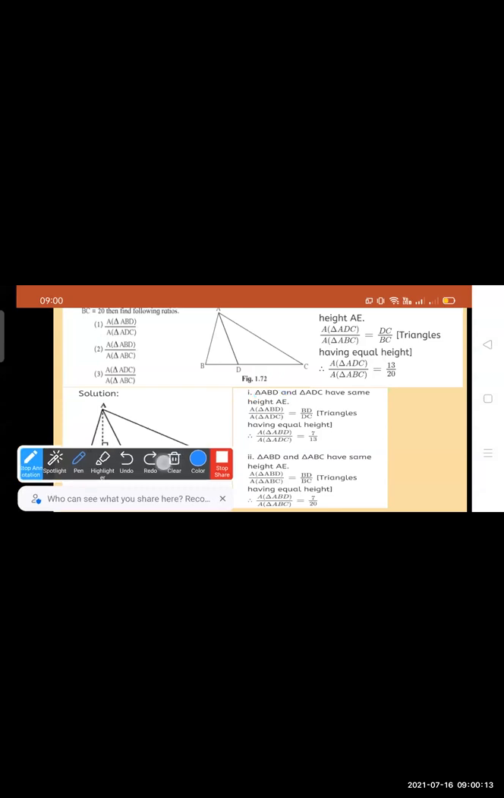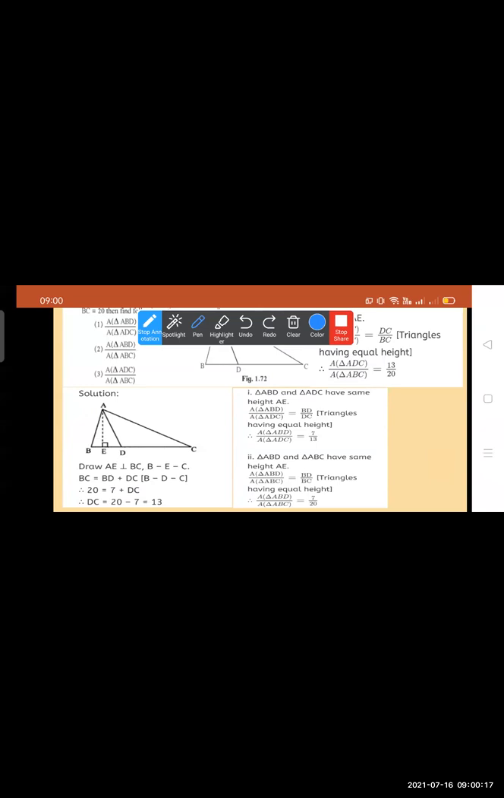Okay. And let's start from question number 2. In triangle ABC, B, D, C are collinear, and BD is equal to 7, BC is equal to 20, then find the following ratios. So here some values are given. You have to find their area ratios. One by one, first we draw the perpendicular here. See students, in this we draw the perpendicular.